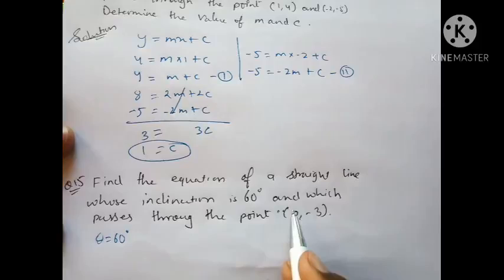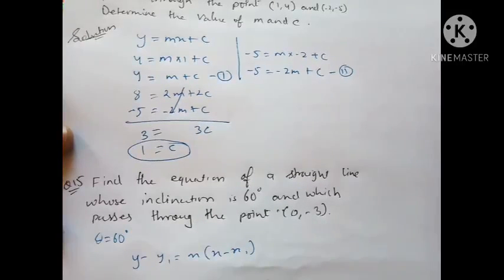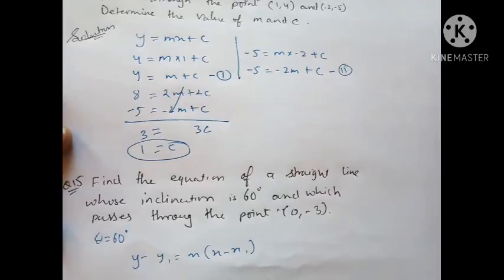Is it okay? And the line passes through a certain point. So when a line is passing through a certain point, which formula do I use? y minus y1 equals m into x minus x1. Do you guys remember this formula? The one-point formula. When the line goes through one point, we use this formula. In this I need m. So how can I find m? m equals tan theta.